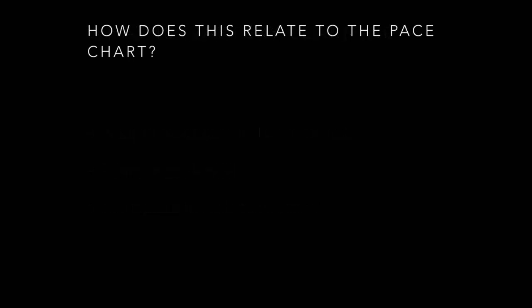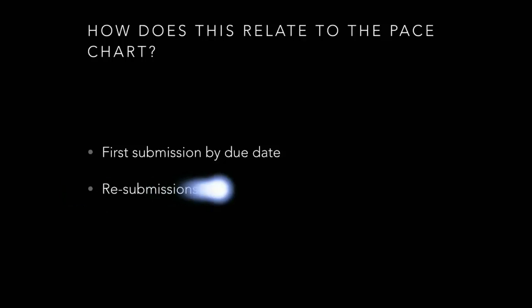So, how does this relate to your PACE chart of due dates if you're just redoing assignments until you get them all up to at least an 80? Well, what it means is that your first submission of an assignment has to be by the due date, or you'll lose points on the assignment. But you can do resubmissions anytime by the end of the quarter. As long as your first submission is done by the due date, then you won't get a late penalty for any resubmissions that you turn in.